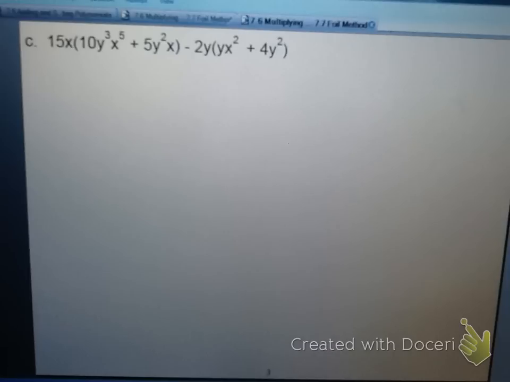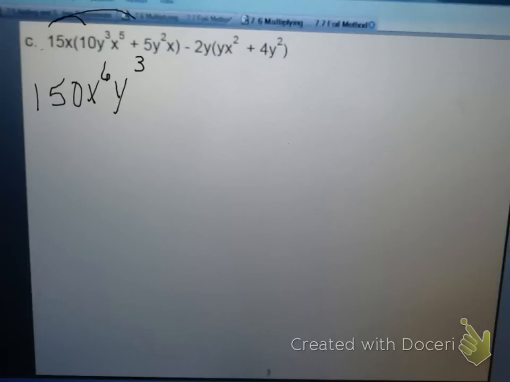Example C. Now I'm going to first do the distributive property. So that's 150. Now, it's 10y to the third x to the fifth. When you have two variables together, you should multiply them and put them alphabetically. So technically, the x to the fifth should come first. And then I'm going to multiply, that wouldn't be x to the fifth. It would be x to the sixth. I don't have anything to multiply the y to the third with. That is all one term because the y to the third x to the fifth is one term. So I had to multiply the 15x with that term.